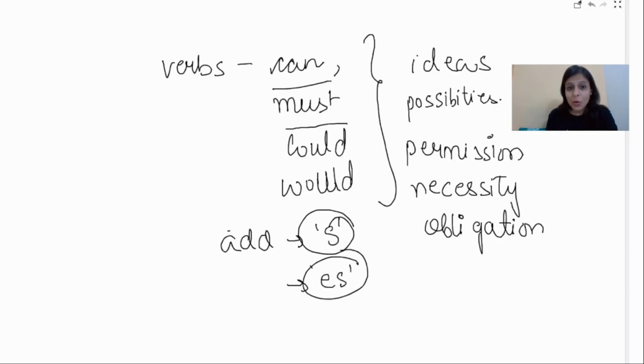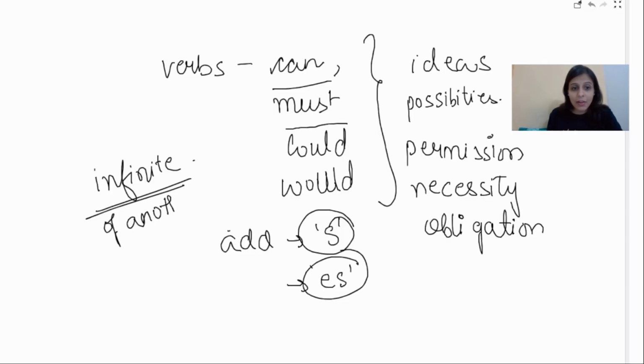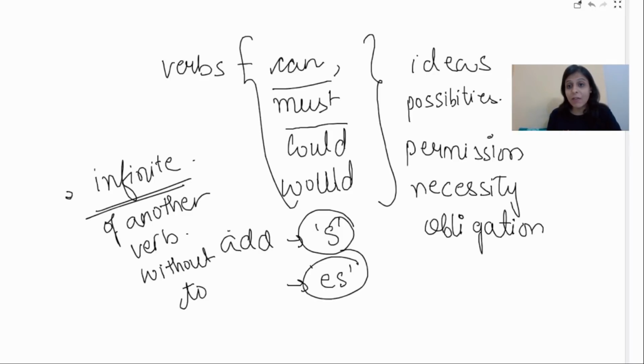So basically the modal verbs that we are talking of are followed by an infinitive of another verb without to. I'll give you an example. I'm just trying to give you a brief overview. And the negative sentence is formed by using the word not, and you're good to go.